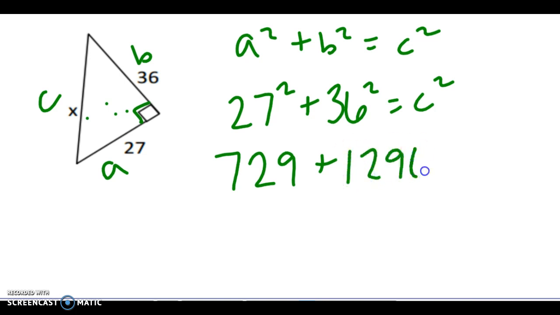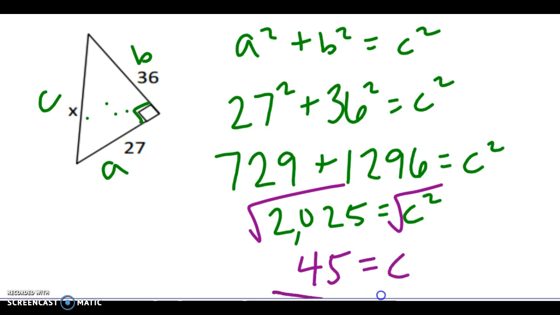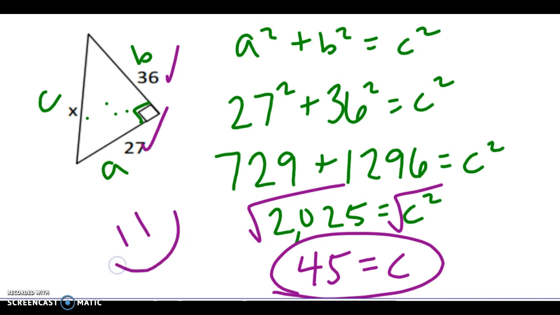1,296 equals C squared. And then we're going to add these two together, which gives us 2,025 equals C squared. And your last step again, square root these bad boys. So we're going to square root and find that our answer is 45. Okay, and then just a self-check, we're looking for the long side here. 45 is longer than 36 and 27, so we are awesome.